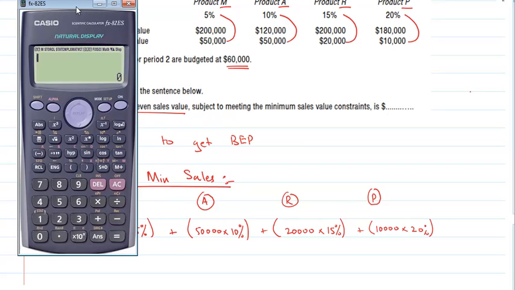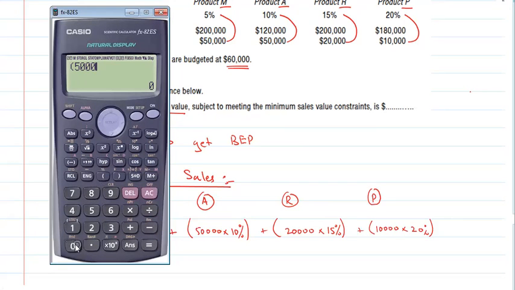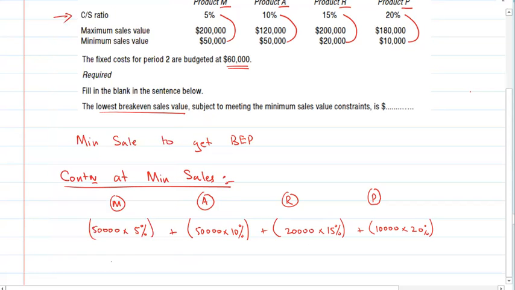So it will be 50,000 multiplied by 5%, plus 50,000 multiplied by 10%, plus 20,000 multiplied by 15%, plus 10,000 multiplied by 20%, which will give you 12,500. So the contribution at the minimum sales will be 12,500.